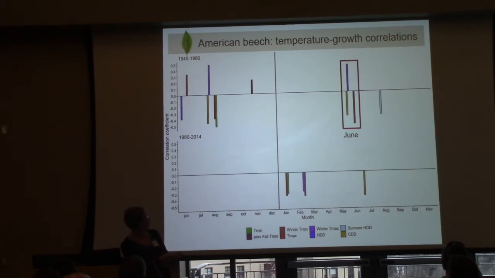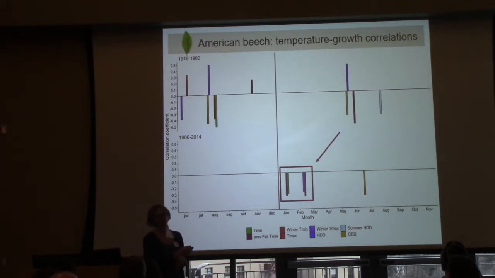This is still somewhat evident in the second half, but what really is noticeable is what is showing up as new in the second half. So this is the month of January, and we see there's a negative correlation with both minimum, that's in green, and maximum temperatures. And so again, this means warmer minimum temperatures are correlated with less growth. We also see, for this is February, but it's actually winter minimum and maximum temperatures. So that's for the whole season, December, January, and February. So not just in one month, but for the whole season.